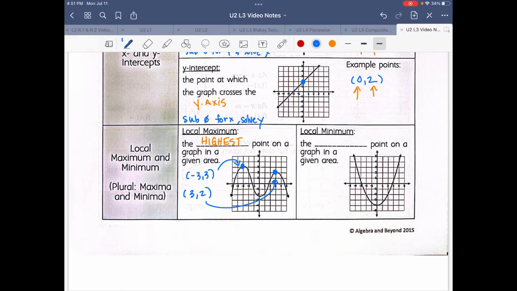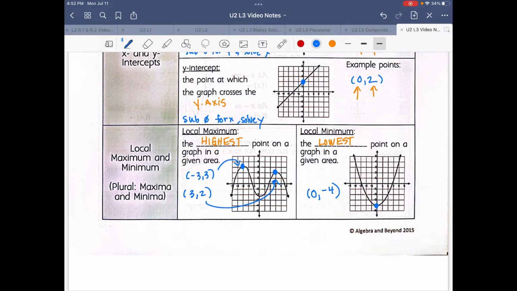The reason we do two different ones is because my graph is going up and down. For this interval this way, this is my maximum. For the interval this way, this is my maximum. The local minimum is going to be the lowest point on a graph in a given area. So here is my lowest point. I only have one. That's my local minimum, and it occurs at (0, -4).